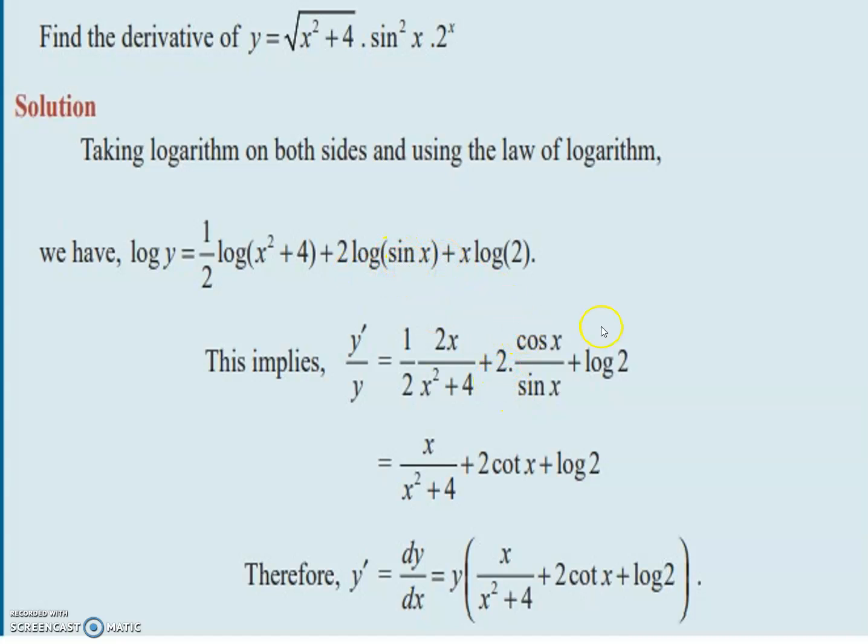The derivative of log f(x) is 1 upon f(x) into the derivative of f(x). Here f(x) is sin x, so 1 upon sin x, and the derivative of sin x is cos x. Now plus, the derivative of x is 1, log 2 remains the same. Now x upon x square plus 4 remains the same, cos upon sin is cot, and log 2 remains the same. So y dash, that is dy by dx, is equal to y times (x upon x square plus 4 plus 2 cot x plus log 2).